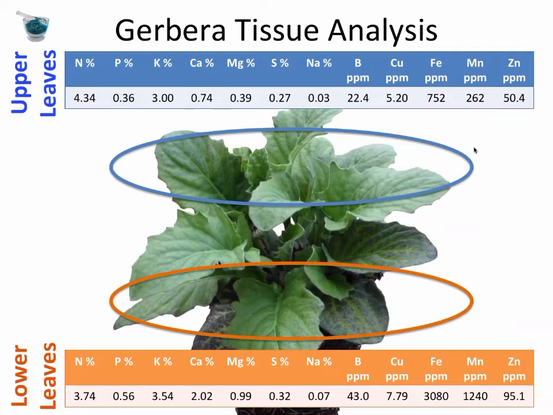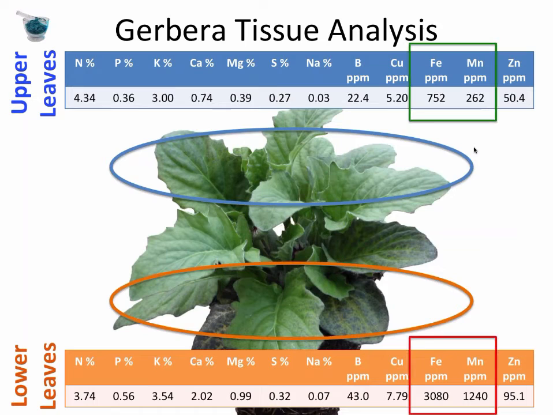Now, it's the same set of plants. I just took upper leaves or lower leaves. And look what is the big problematic area. Now, again, when the pH is too low, what do we look for? We look for micronutrient accumulation. So what do we see there? We see much higher levels.